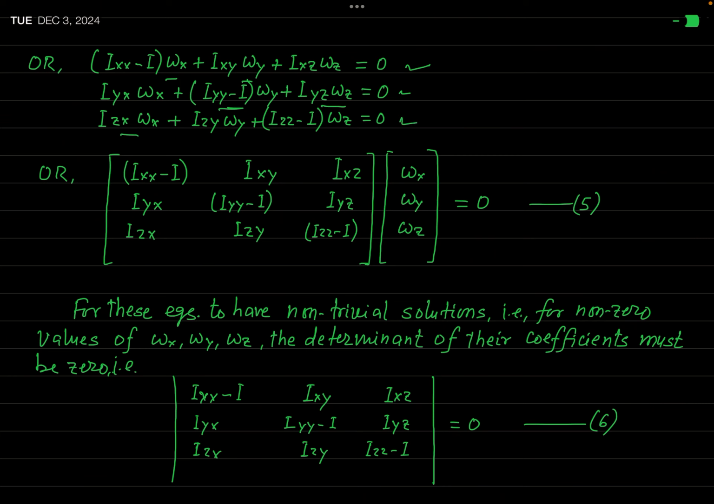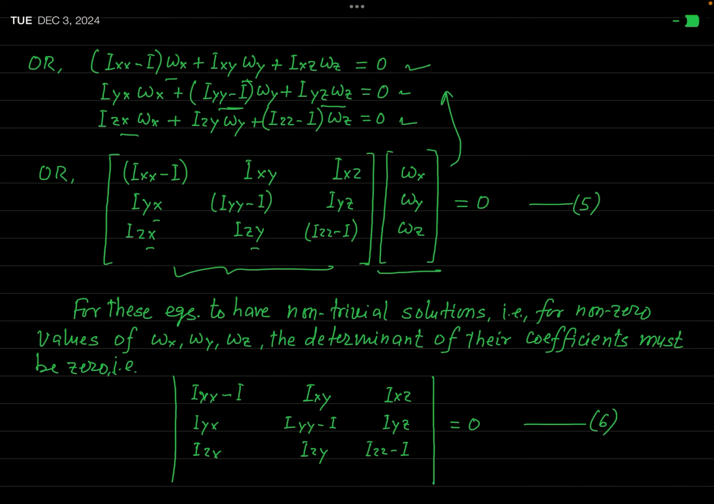In matrix form, you can write down this linear equation in this form. This will be a 3 by 3 matrix. See here, Ixx minus I, Ixy, Ixz, Iyx, Iyy minus I, Iyz, Izx, Izy, Izz minus I. And that will be operated on this column matrix or column vector omega x, omega y, omega z. When you take the multiplication of these two matrices, you will get these three equations. Now you can see these are the three linear equations.